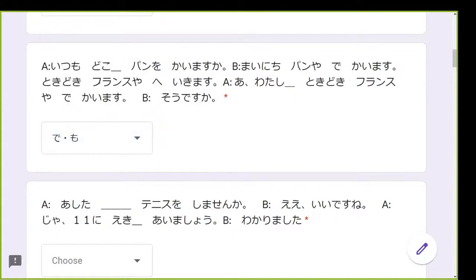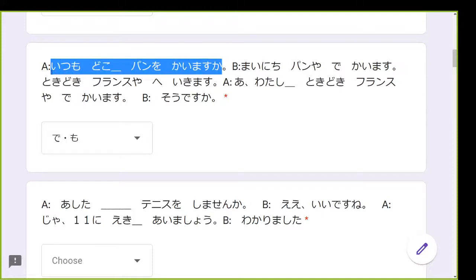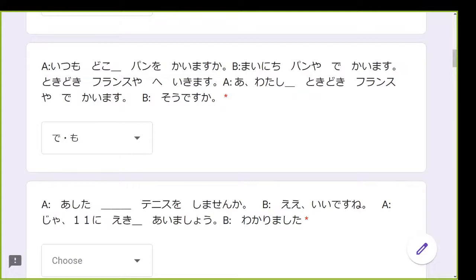Okay, demo. We're saying here, Itsumo doko de pan wo kaimasu ka? Where do you always buy your bread? Every day in Panya. Okay, Panya means bakery. Because we have ya, it means store. Every day I buy in the store. Sometimes I go to the French shop. Ah, me too. Sometimes I buy in the French shop.